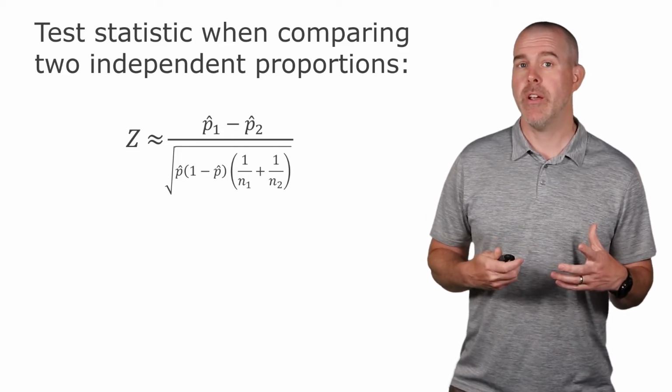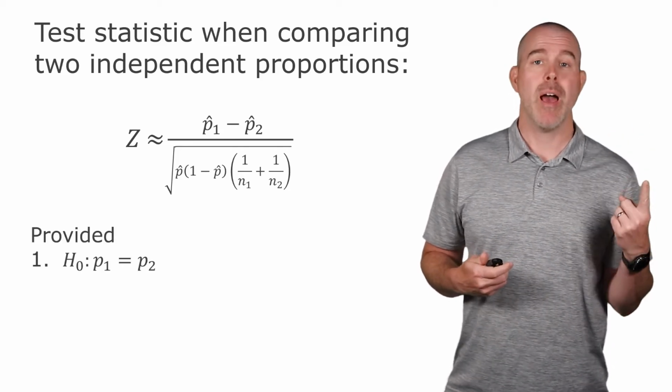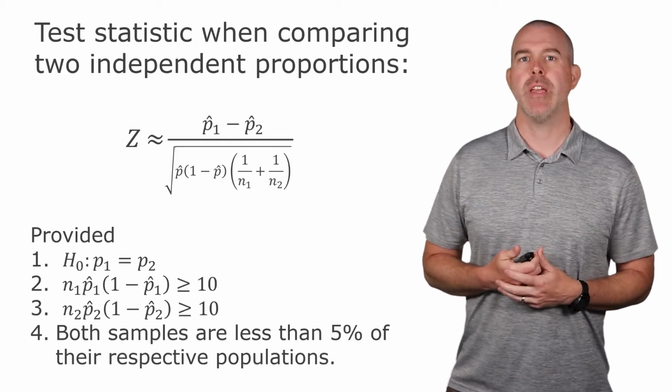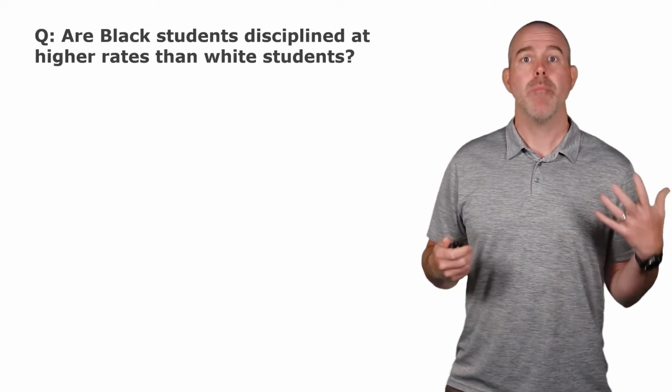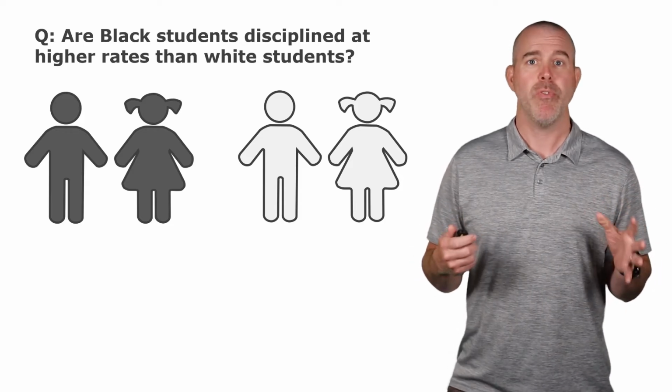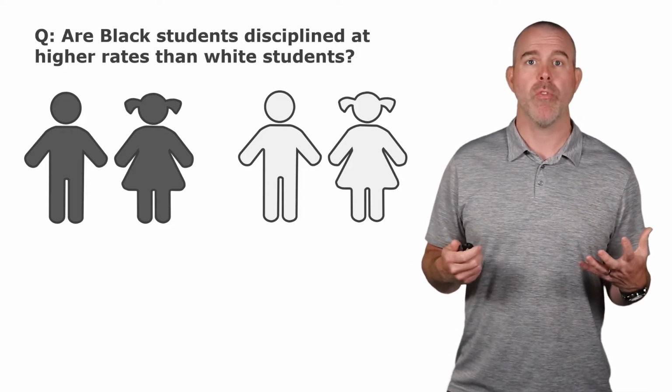And the criteria here, this is provided first: the null hypothesis has to be that the proportions are equal, and then we have those same three conditions we mentioned earlier. So let's try to answer this question. Are Black students disciplined at higher rates than white students? We've investigated this before, but now we can be a little more formal.